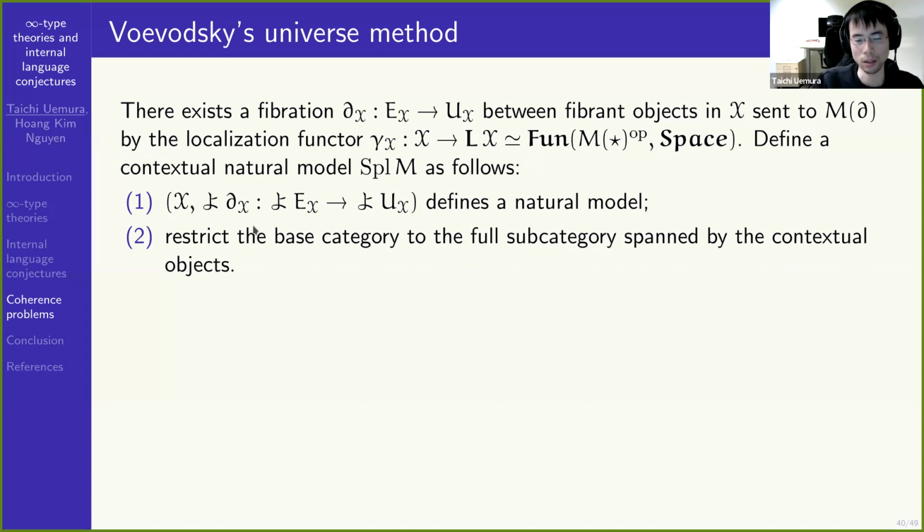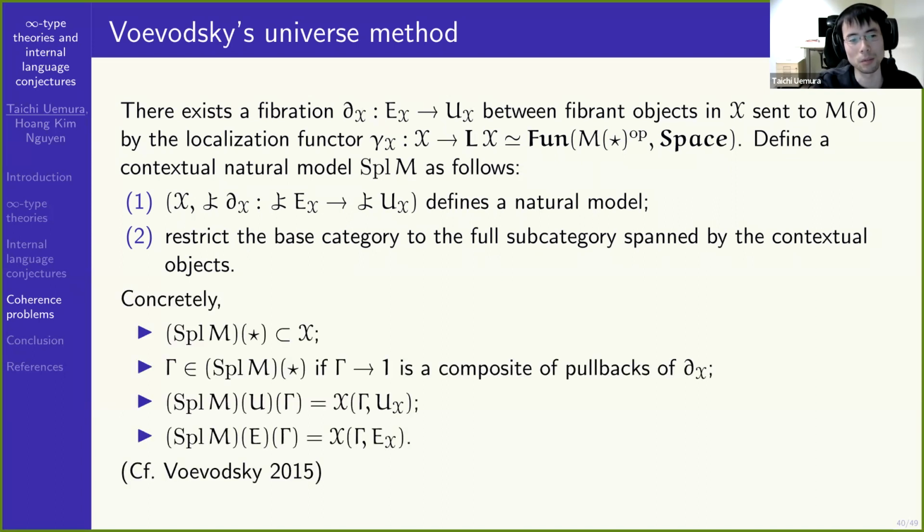First of all, we take the Yoneda embedding. Then we get some natural model, and then restrict this model, restrict the base category to the full subcategory spanned by the contextual objects. More precisely, we can take the base category to be a full subcategory of X, and these presheaves are defined by the hom-sets. So we have some natural model anyway.